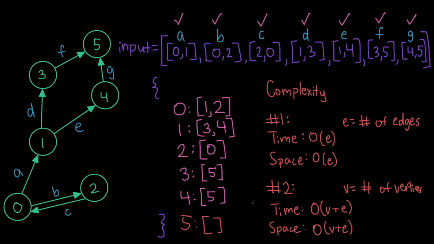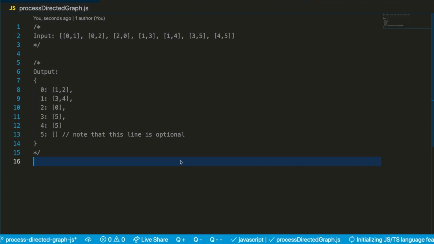Now, I want to jump into the implementation so we can get a sense for what this looks like in code. Now, let's see how to process a directed graph in JavaScript. I've copied the example input that we just went over here as a 2D array, and our output is going to be a hash map, so in JavaScript, an object, where we map each node to an array that contains all of the nodes that you can reach from that node.